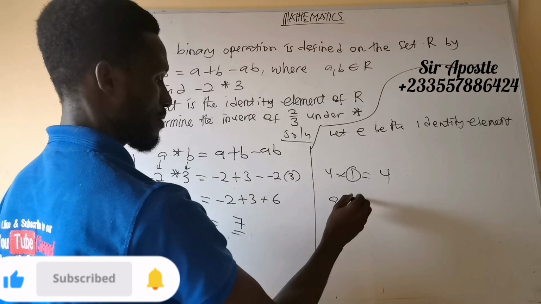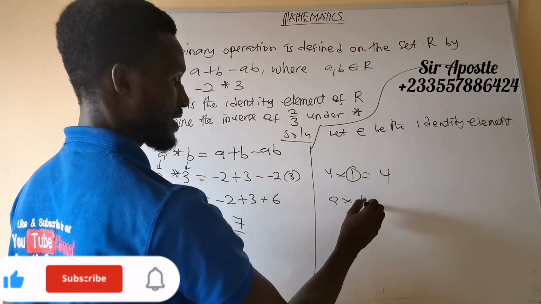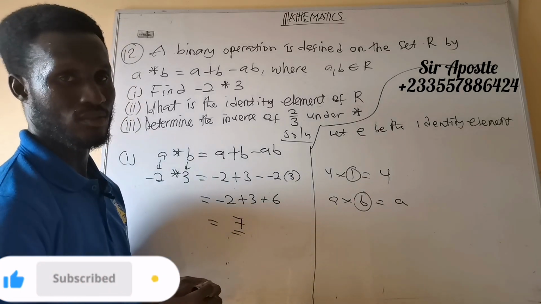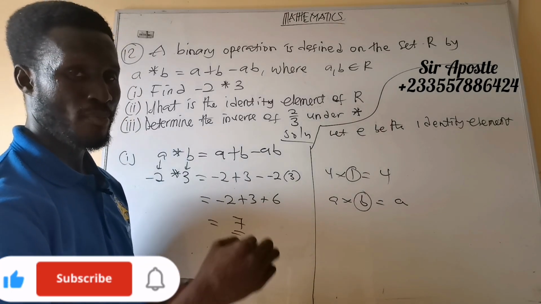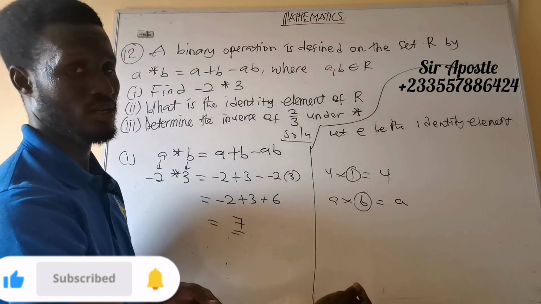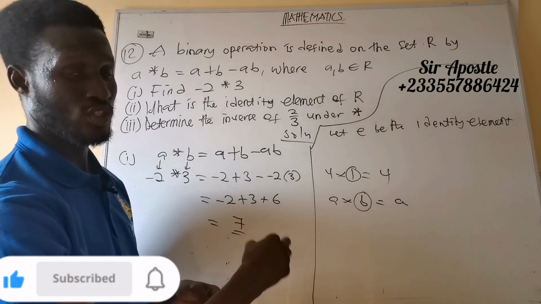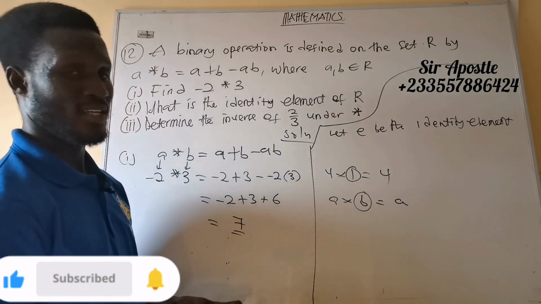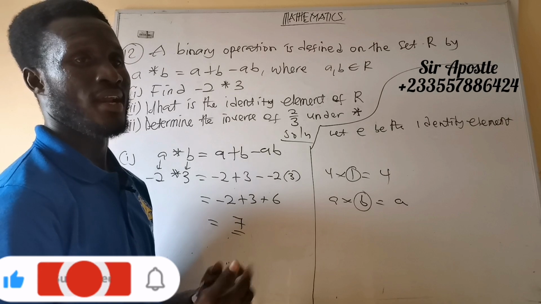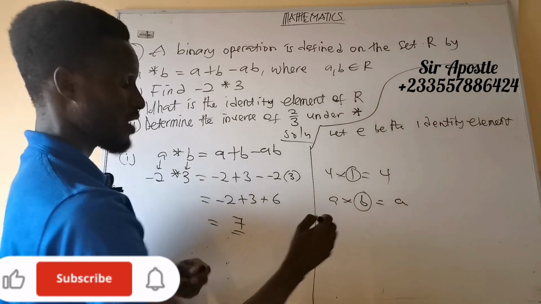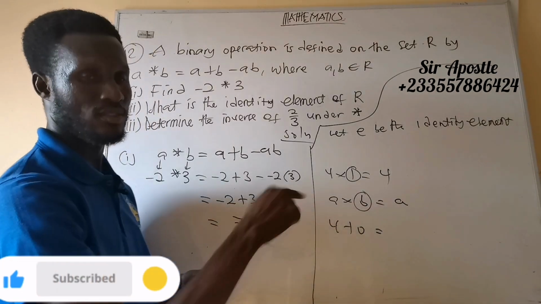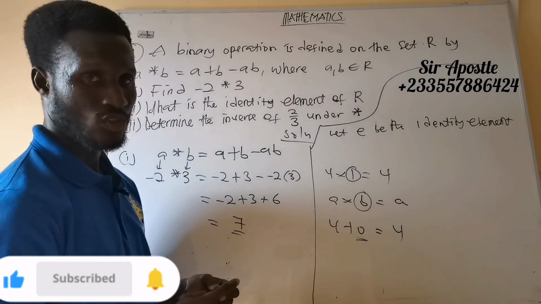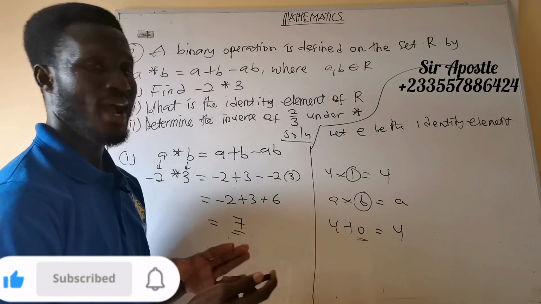If I have A by B and the answer is A, it means the identity is B. So when any number performs an operation with the identity element, we have to get the same number. Or when we perform an operation with the identity element against another number, we have to get that same number. Identity for multiplication is 1, and identity for addition is 0.